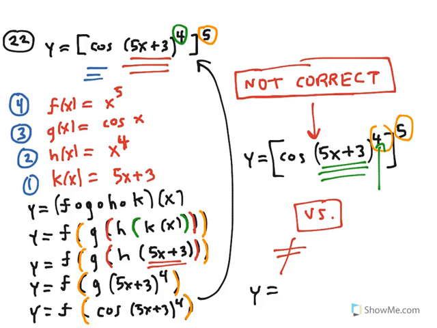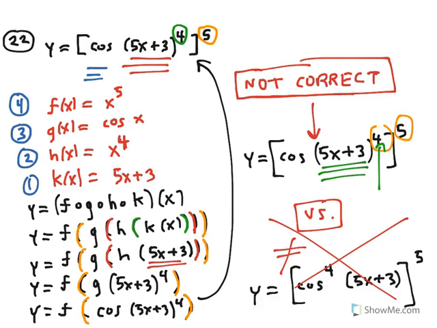Students who would try to multiply the exponents 4 and 5, they're actually thinking of the function for number 22 in this way, but it's not equivalent to what's given. They're thinking of it in this way. But that's not what we have. Writing it this way is different from what we have for number 22. This is not the same as number 22.